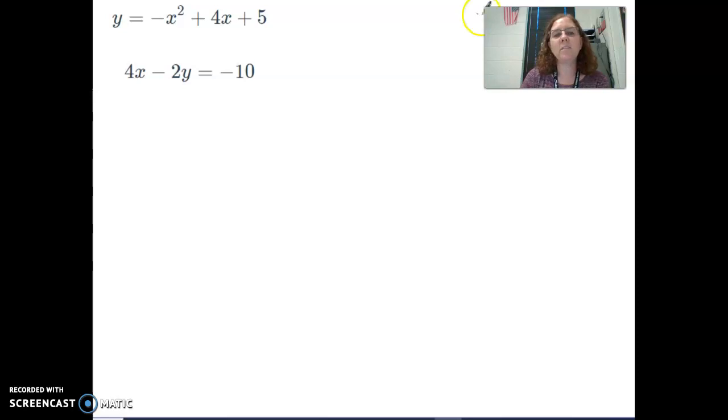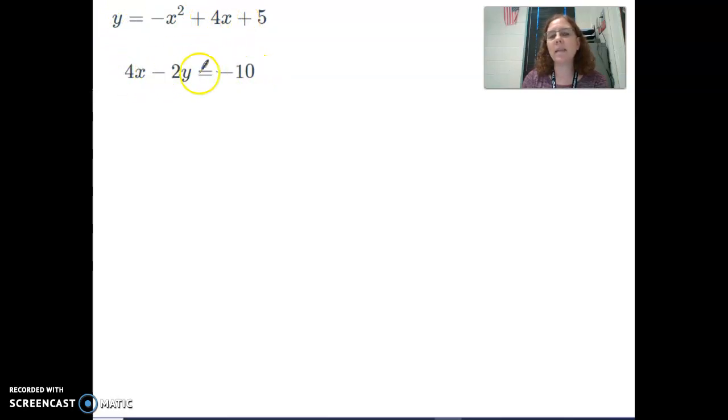Okay, let's do this one. So this is one that came out of Delta Math, and I'm going to show you how to put this one in so that when you do your homework, you'll know what you're doing. And it's going to ask us in Delta Math to solve by graphing. So I've already got the quadratic right here, y equals. I don't need to do anything with that one.